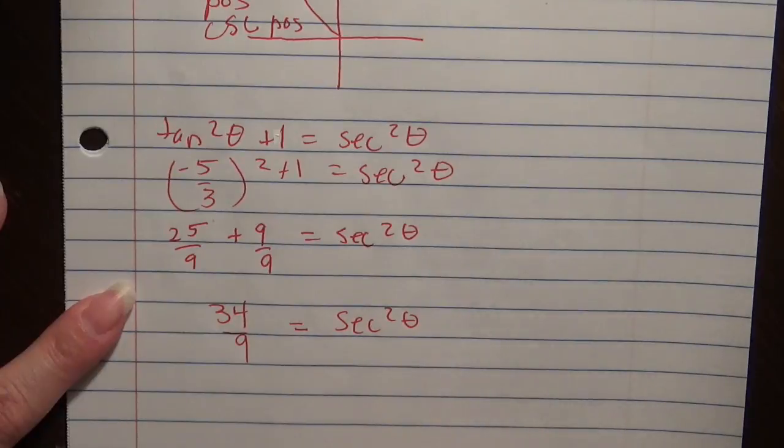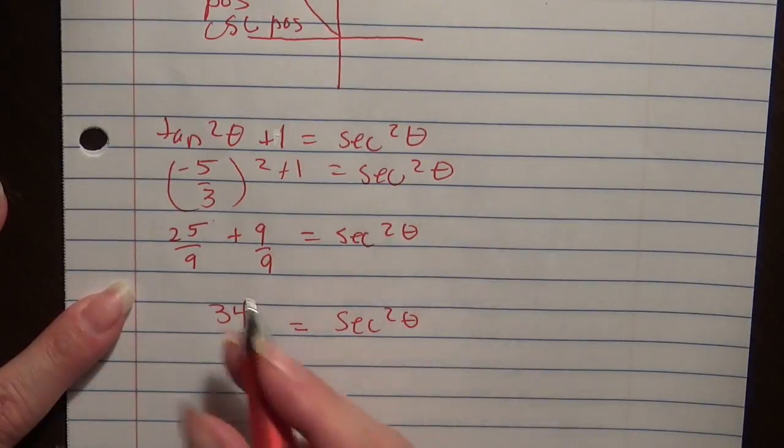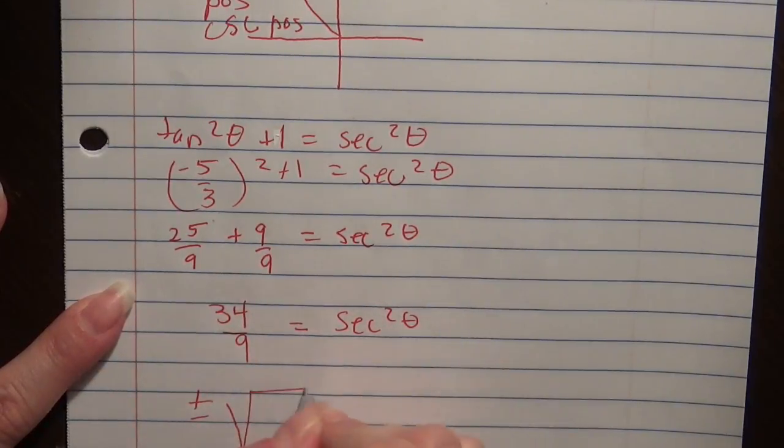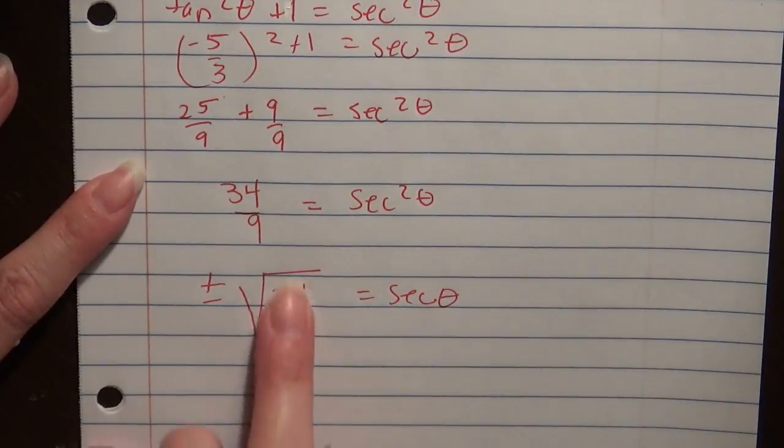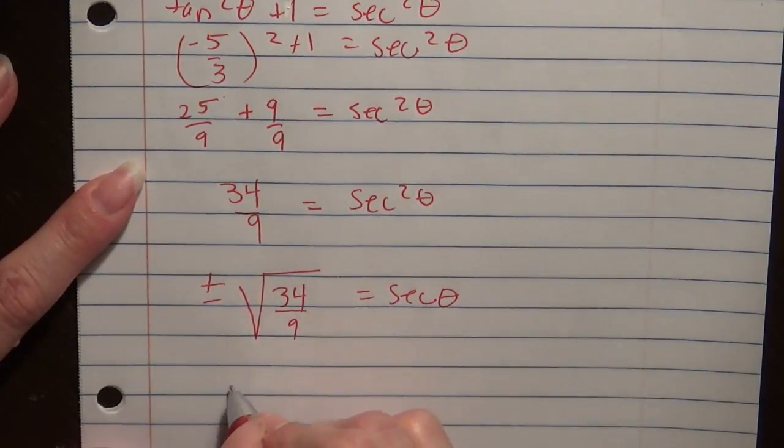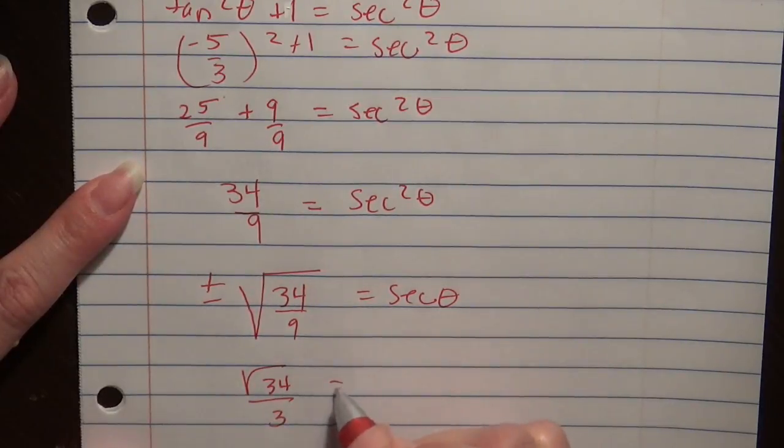And then to solve for secant, take the square root of both sides. The square root property tells you to do plus or minus the square root of your constant, but we already know we're only going to use one of these for this problem. So we're getting secant theta equals plus or minus the square root of 34 over 9, and that needs to be simplified to square root 34 over the square root of 9, which gives me 3.